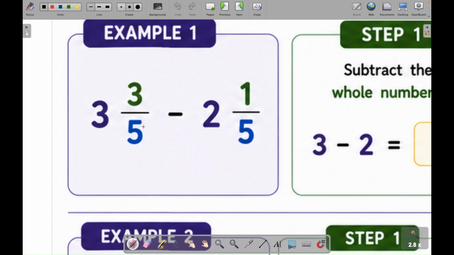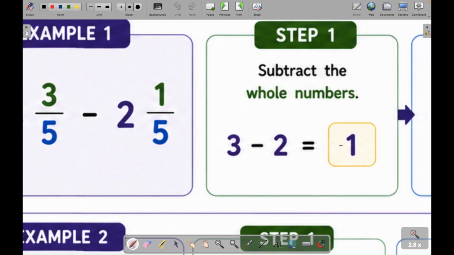So we have 3 3/5 minus 2 1/5, and we have to subtract these two. First of all, we'll subtract the whole part. So 3 minus 2 gives us 1. This is the first step. We are done with the first step.